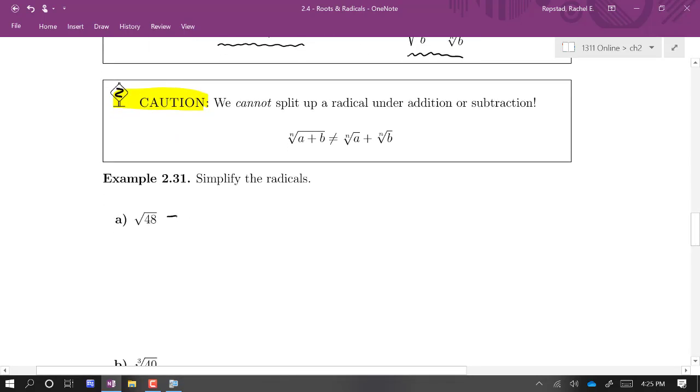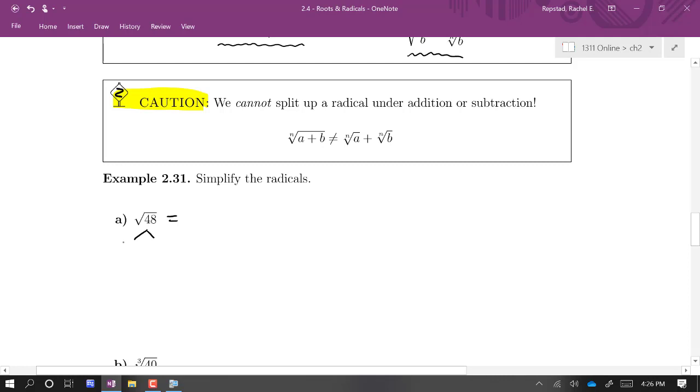So we're going to simplify some radicals here. Now, there's probably a couple different ways we can think about it. And the easiest way that I know to think about simplifying a radical is by factoring. So I'm going to factor 48. I'm going to make a little factor tree here.